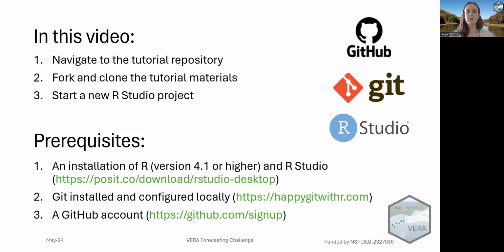There are a couple of prerequisites before you get started with this. The first is you're going to need an installation of R and RStudio. You're going to need an R version of 4.1 or higher for a couple of the packages that we're going to use. You're also going to need Git installed and configured locally on your computer. The Happy Git with R materials are a great starting point if you're learning how to use Git and GitHub. And also you're going to need a GitHub account. There's information at each of these links if you need help at any of these steps. Once you complete these prerequisites, we can get started with the tutorial.